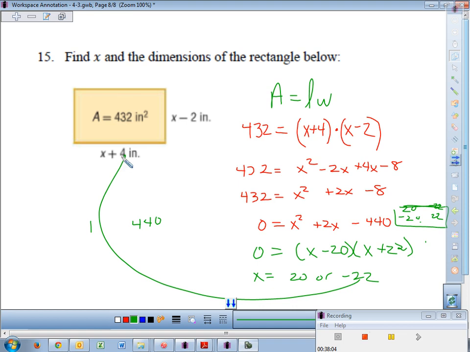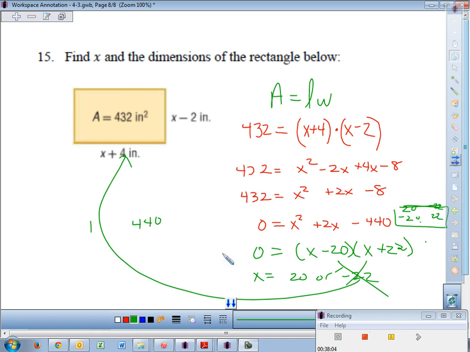You must substitute back in and see if the resulting length is positive or negative. If you put a negative 22 in here, what's a negative 22 plus 4? It's a negative number. Can you have that for a side length? No. So x equals 20. Just because you got a negative x value doesn't mean it's got to get thrown out. You've got to substitute it back in and see if it works. Now, what did they ask us to find? The dimensions of the rectangle.